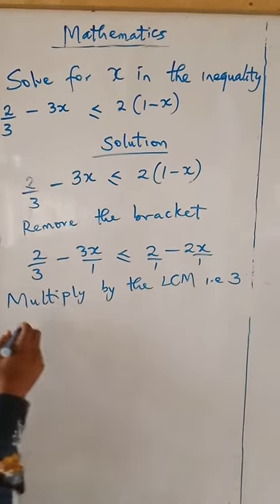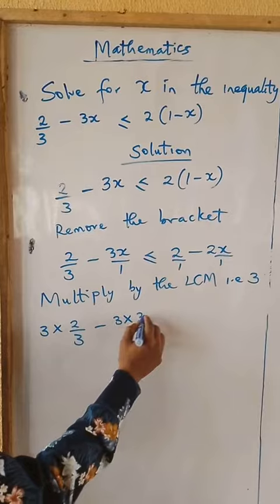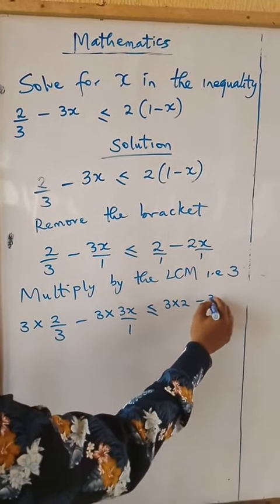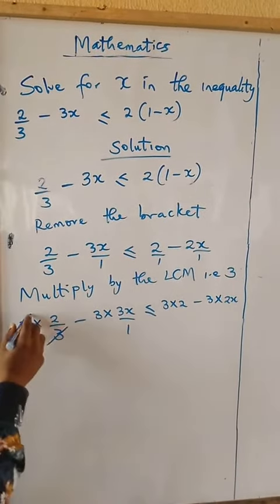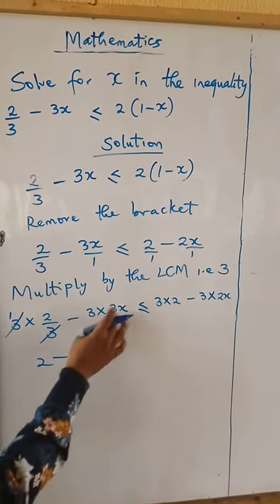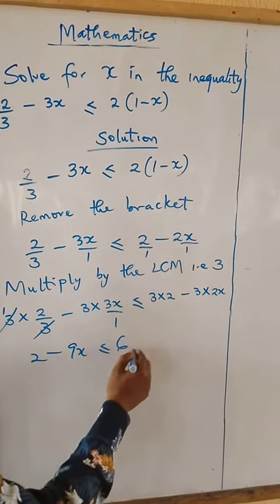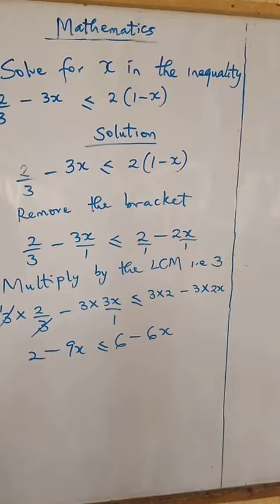i.e. 3. So we are going to have 3 times 2 over 3 minus 3 times 3s over 1 less or equals to 3 times 2 minus 3 times 2s. 3 will eliminate 3 here. So 1 times 2 will give us 2. 3 times 3s will give us 9s. Less or equals to 3 times 2 will give us 6. Minus 3 times 2s will give us 6s.